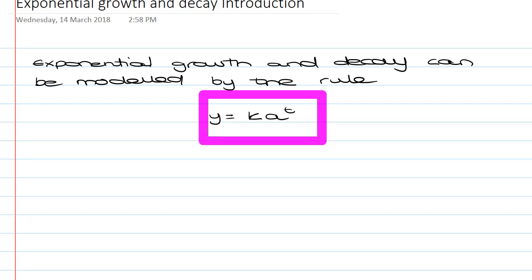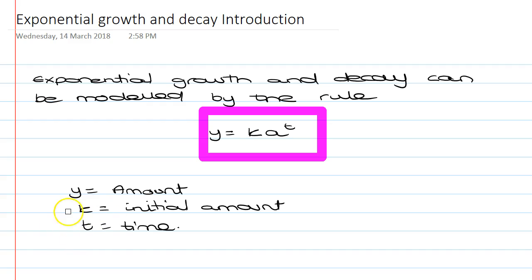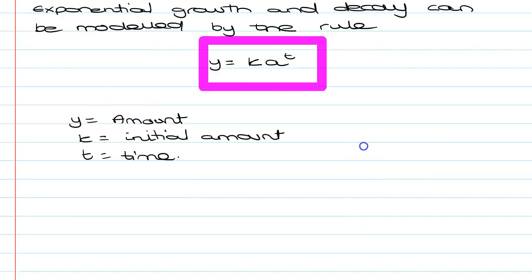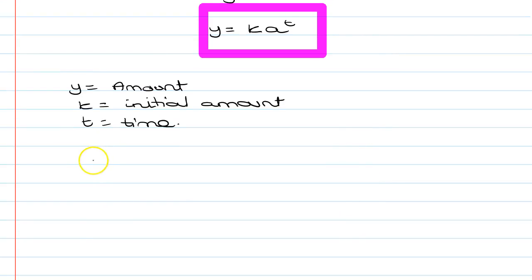So if we were talking about a financial situation, y would be the amount of money, for example. And I've listed these right here. Now let's look in more detail at a, this growth factor or decay factor. If a is greater than 1, then we can say exponential growth is occurring. If a is less than 1 but greater than 0, okay, so I've written an inequality there, we can say that exponential decay is occurring.